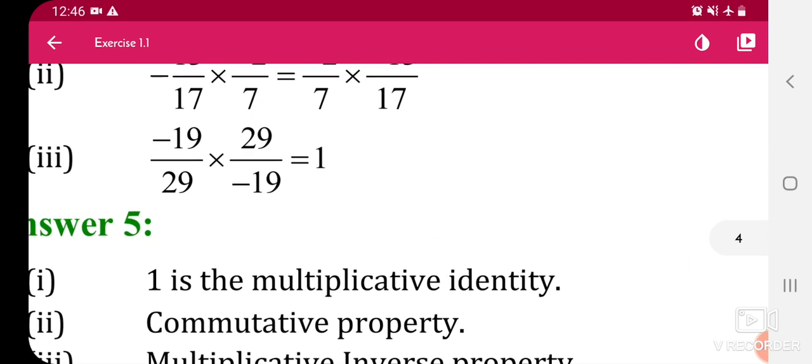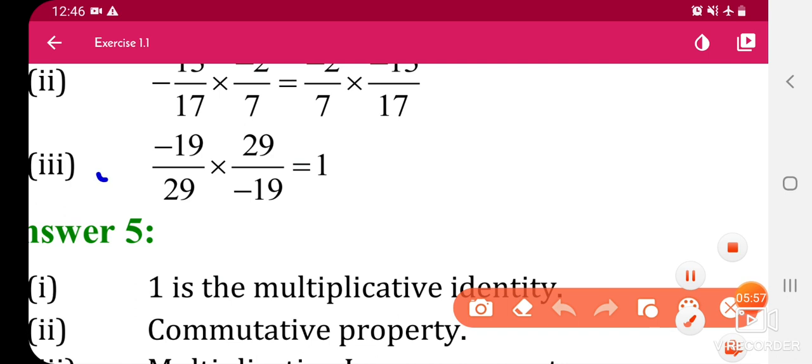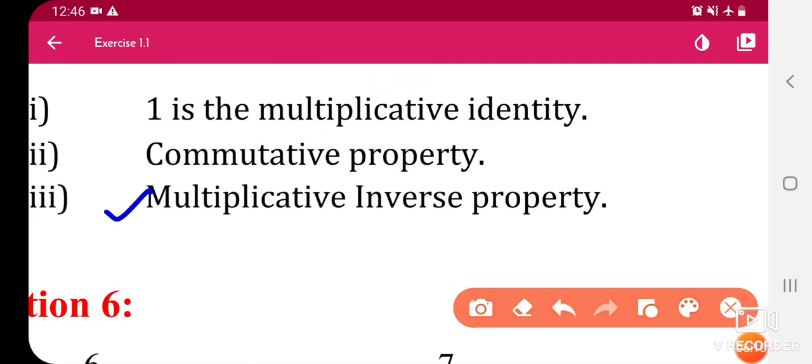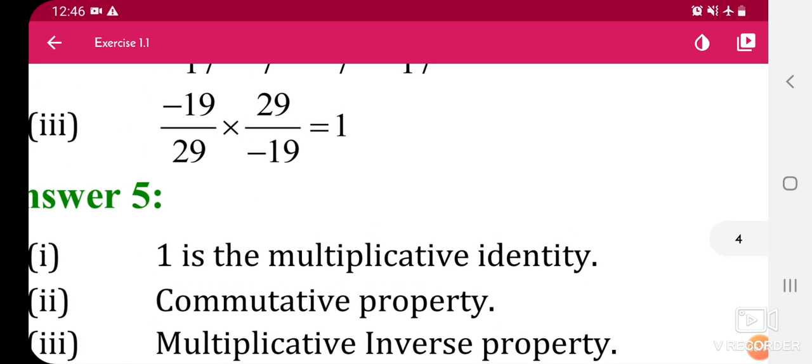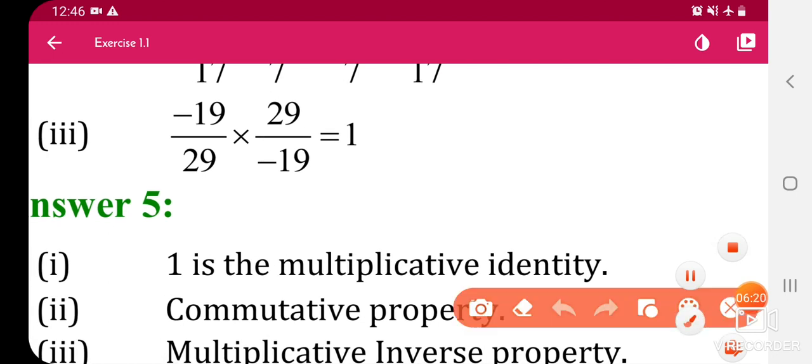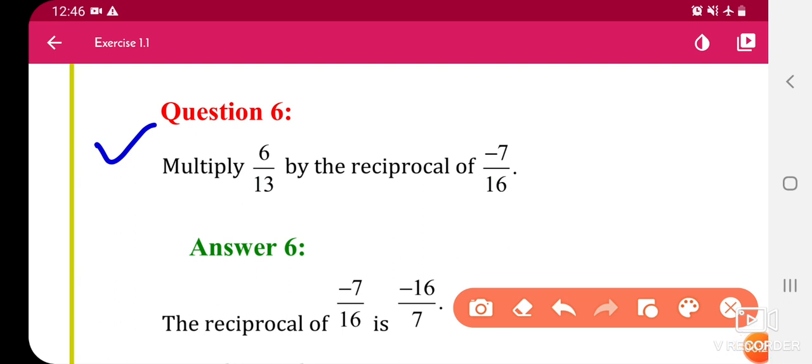Next, here we can see 19 upon 29 and 29 upon minus 19. So this one is a number and this is its multiplicative inverse, and when we multiply them the answer is 1. So which property is used here? Multiplicative inverse property, because when we multiply a number and its multiplicative inverse, the answer is 1. Now the next question, question number 6.